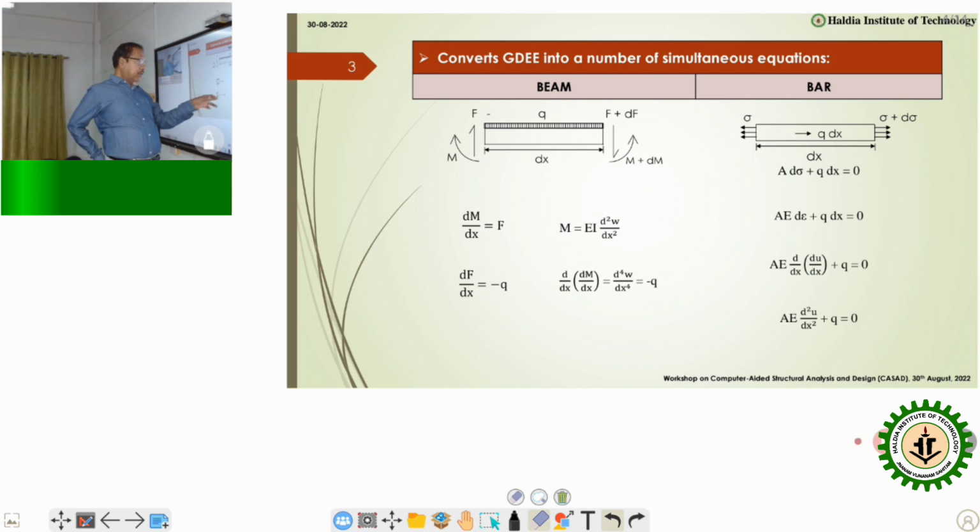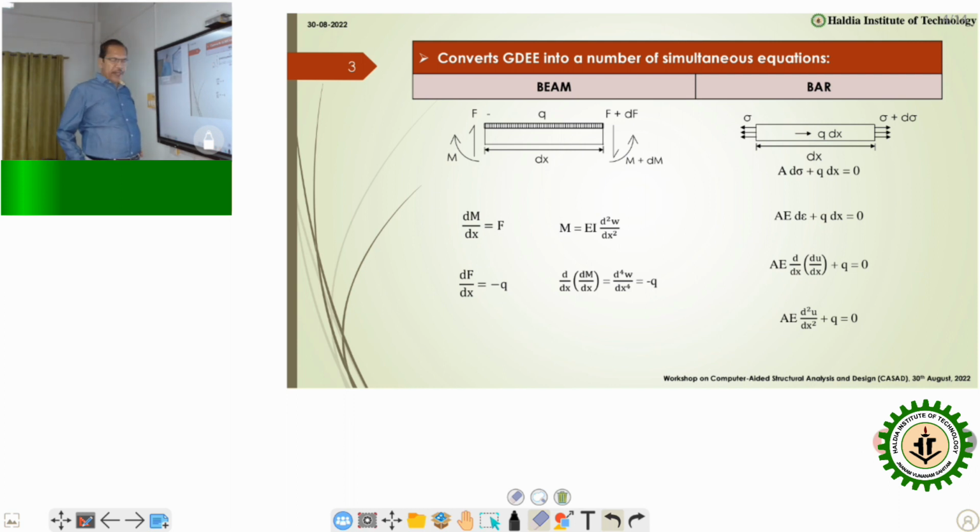Now again, the same thing has been differentiated here: F is dM by dx, so dF by dx will be the differentiation of this entire thing. That will give us a fourth order equation, d fourth w by dx fourth, which will be equal to minus q. And this becomes your governing differential equation: d fourth w by dx fourth equals minus q is the governing differential equation of equilibrium, because the beam portion is in equilibrium under the action of forces and moments.